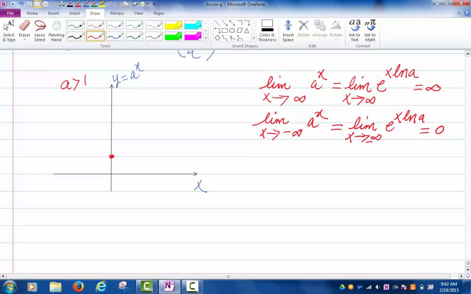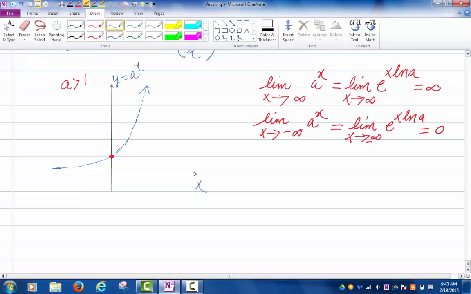So what's the graph then? Well, the graph is going to 0 here, and then it is going to infinity. Okay, so that's how the graph should look. Is everybody okay with that? So that's the case when a is greater than 1.